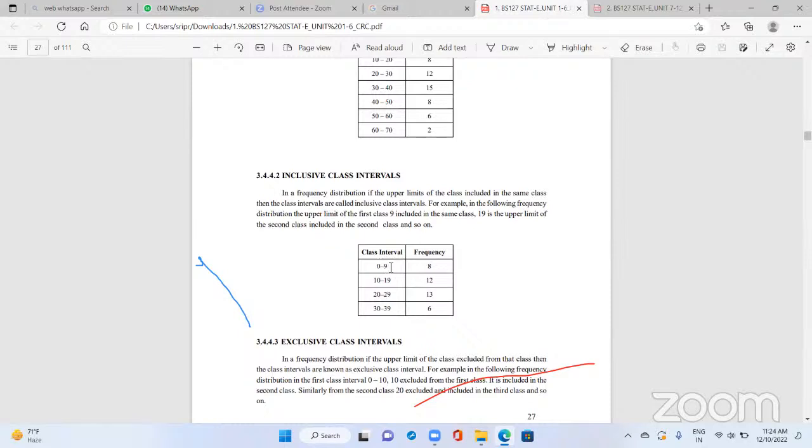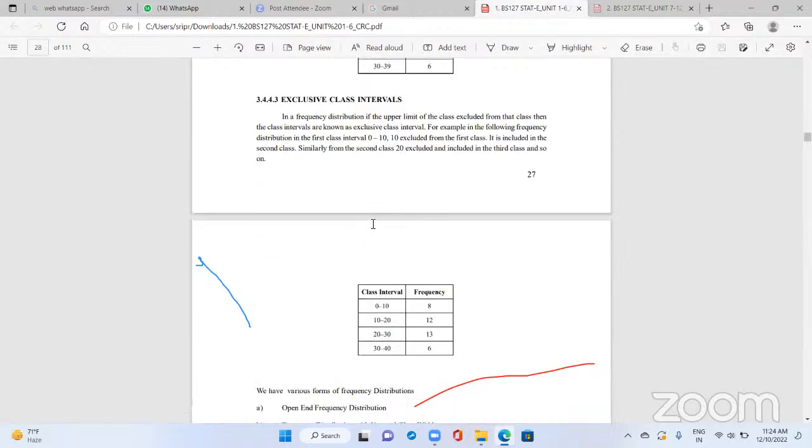Now the second one is inclusive class intervals. Inclusive means 0 to 9: you can take 0 and you can take 9. That is 0 to 9, 8 members. 10 to 19, 12 members. This is known as inclusive class intervals. In statistics, every class interval should be an exclusive class interval.